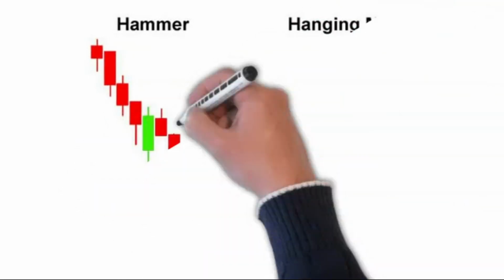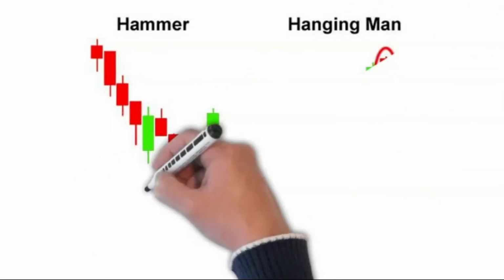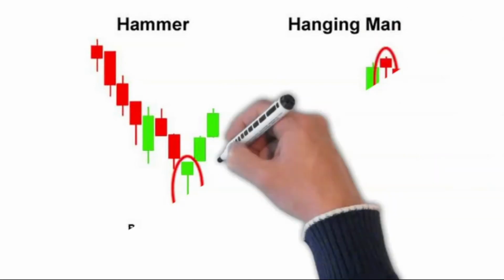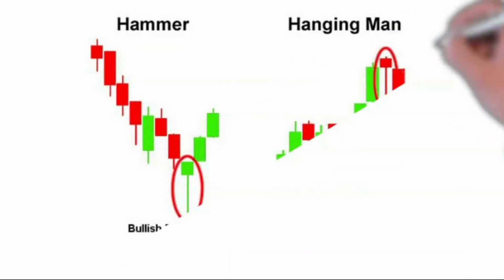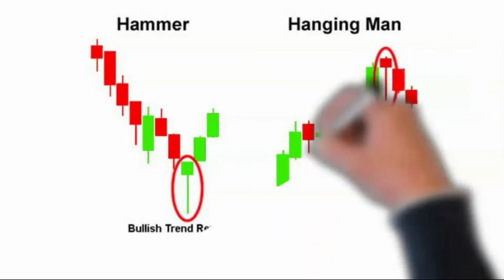The long lower shadow indicates that sellers pushed prices lower, but buyers were able to overcome this selling pressure and closed near the open. Just because you see a hammer form in a downtrend doesn't mean you automatically place a buy order. More bullish confirmation is needed before it's safe to trade.